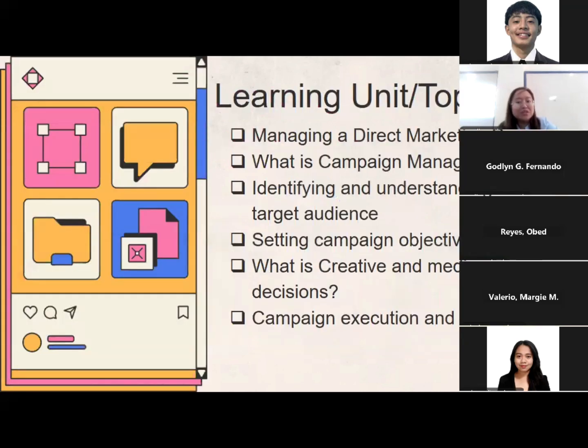For today we're going to deal with managing a direct marketing program. We're going to talk about what campaign management is and then identifying and understanding the target audience. We're going to talk about how to set campaign objectives, what creative and media decisions are, and what the difference between creative and media decisions is. Of course, we are going to deal as well with campaign execution and evaluation.